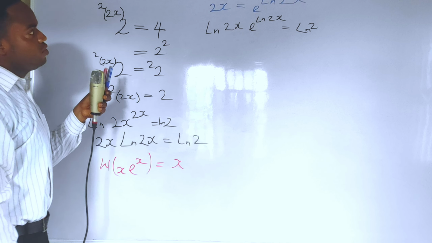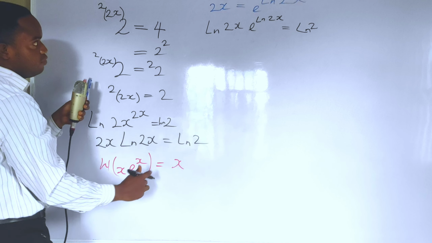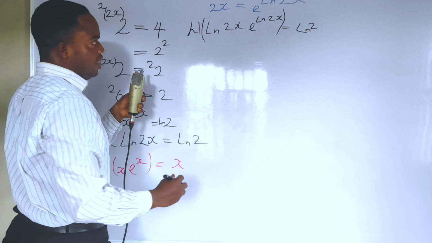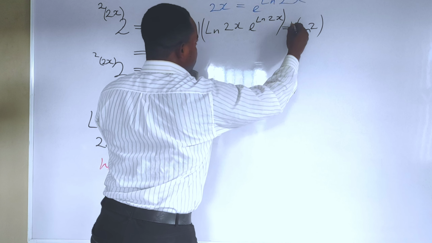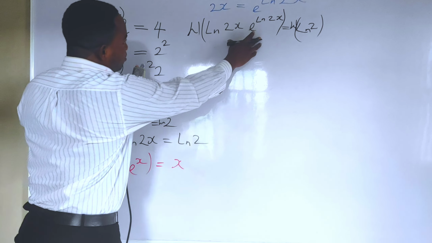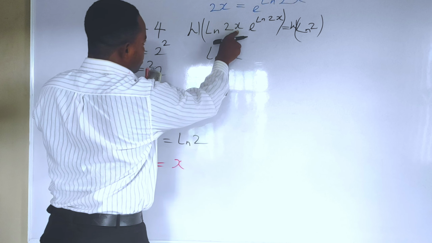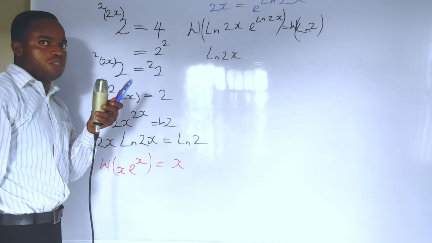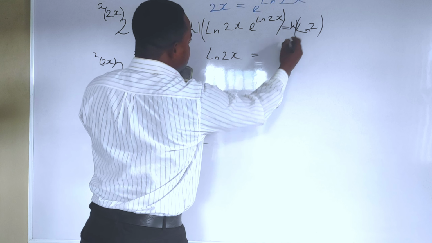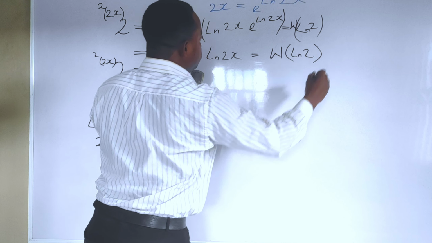Okay, so you will notice at this point that the expression on the left hand side is similar to this form. So let me put a bracket there and introduce product log, or the Lambert W function. But I have to put it on both sides. And this expression is reduced to the log of 2x, just this part of the expression. And that's the property of the Lambert W function. And on this side we have the product log of the natural log of 2.